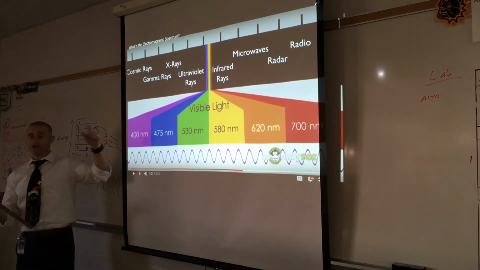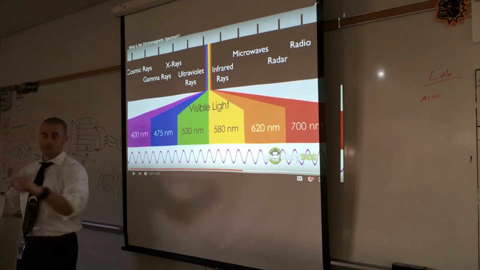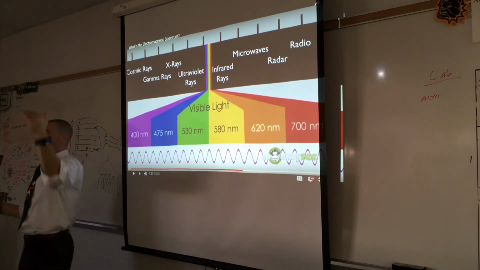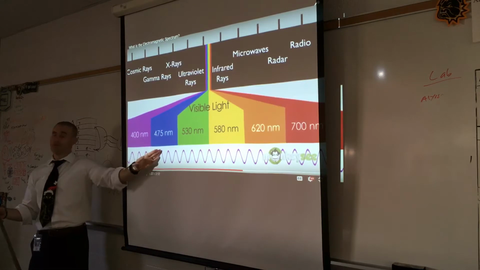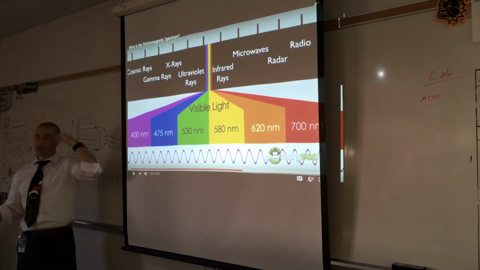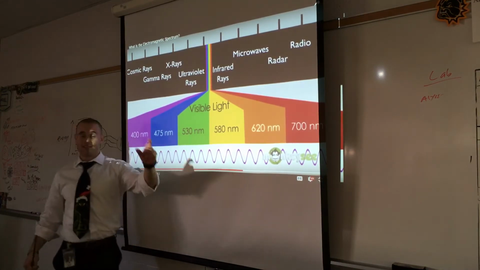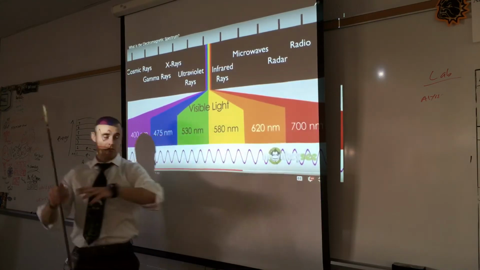So 400 nanometers, which is really, really small, that's purple light. So the waves traveling through the air, if it has that wavelength between these two crests, our eyes and our brain say, oh, that's purple. And if it's 700, then it's red. It's a little bit stretched out.